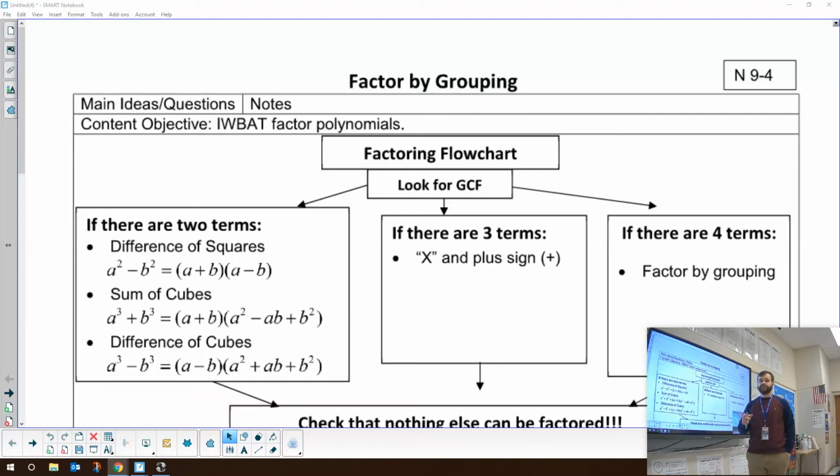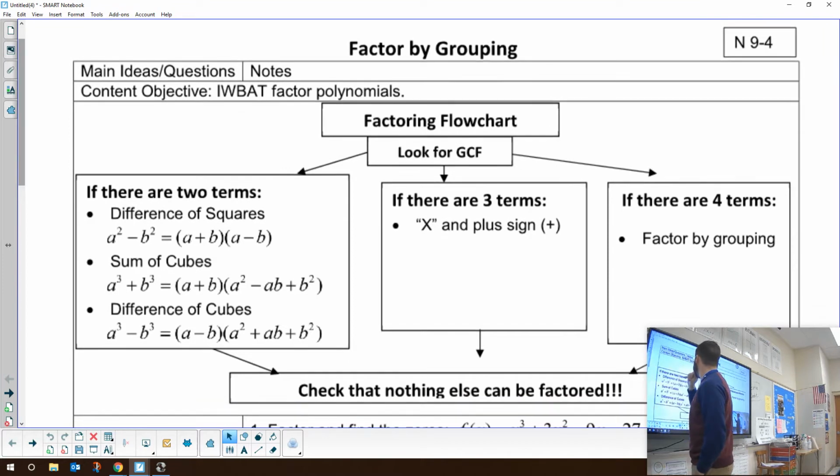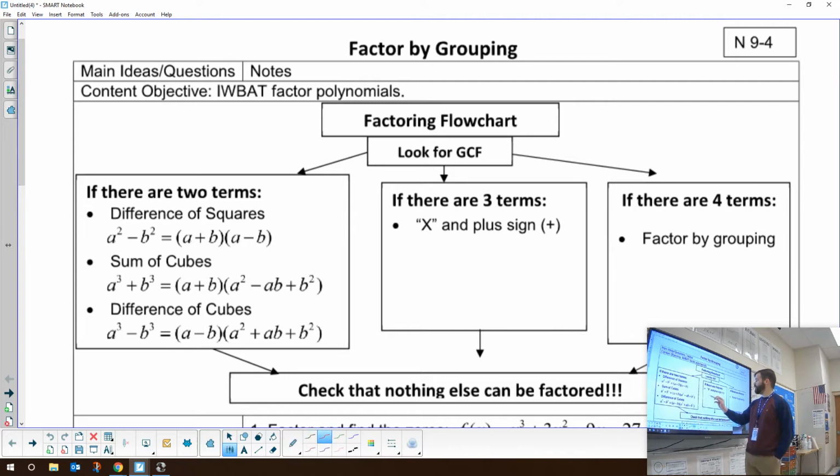Hey guys, today we're going to learn the last way that we can factor, and that is factoring by grouping. So let's take a look at this flow chart real quick for a second here. First off, to factor, the first thing that we're always going to do is first and foremost look for a GCF. We need to do that first on every single problem, just like what we did yesterday.